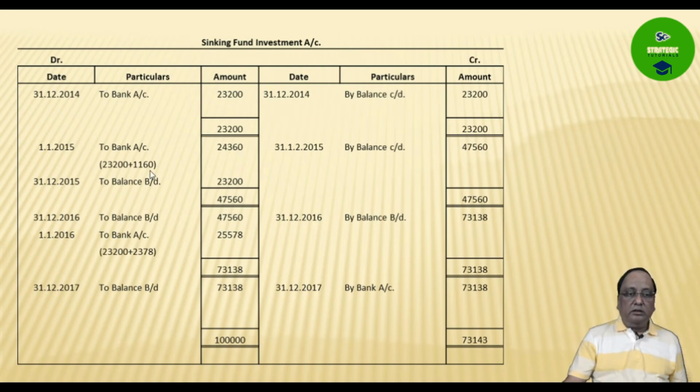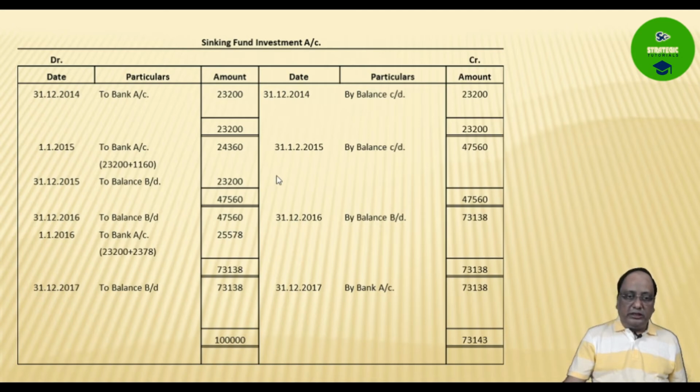23,200 plus 1,160, that is the interest part. So the cumulative one is 24,360. So that balance is coming down. Next 47,560. Again 5%, that is 25,578, including the interest part. So that balance ultimately has closed, that is 73,138. So this is the basic accounting of sinking fund.